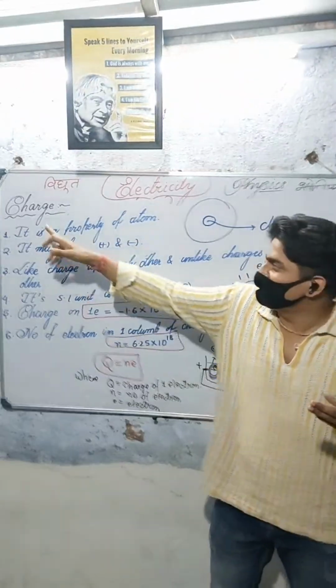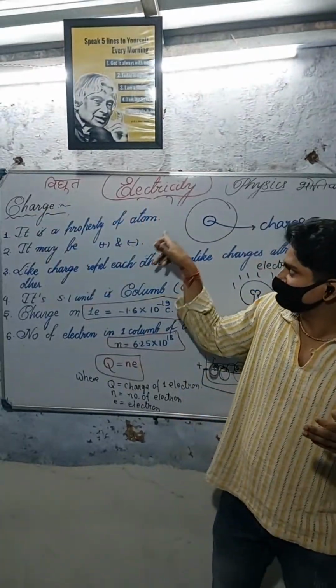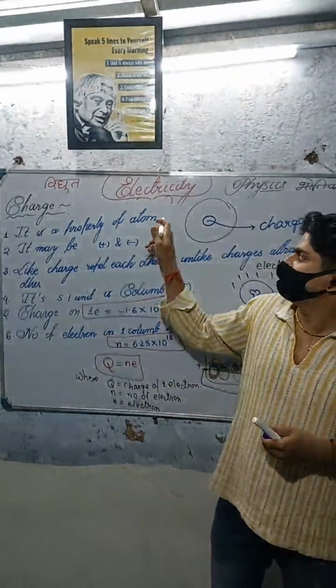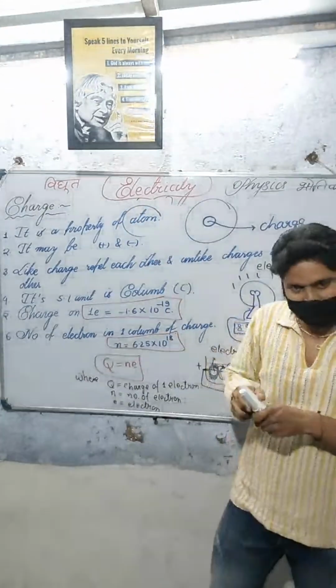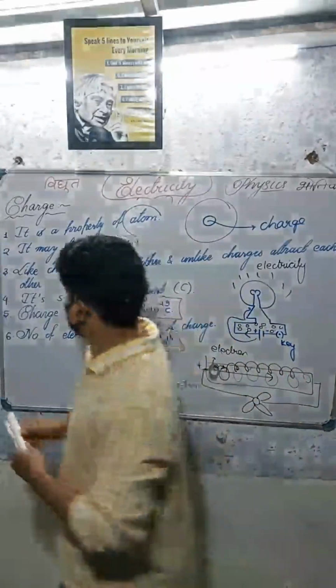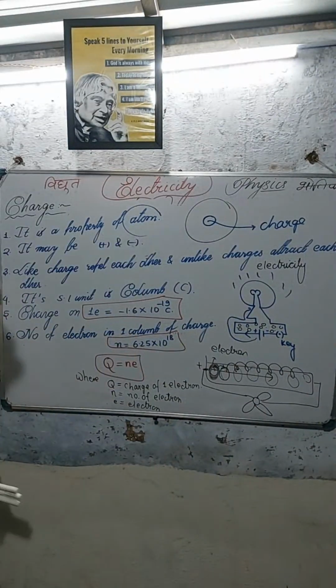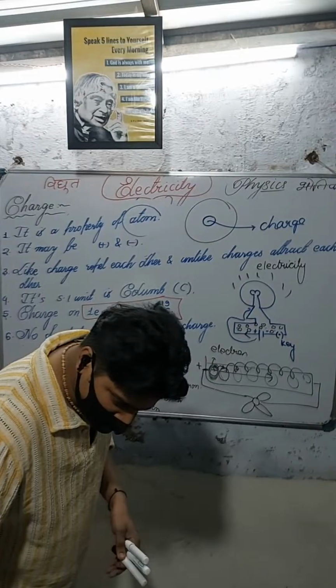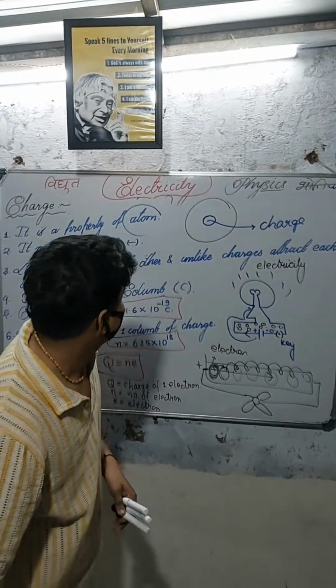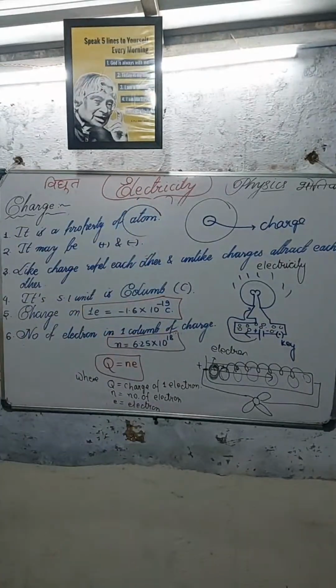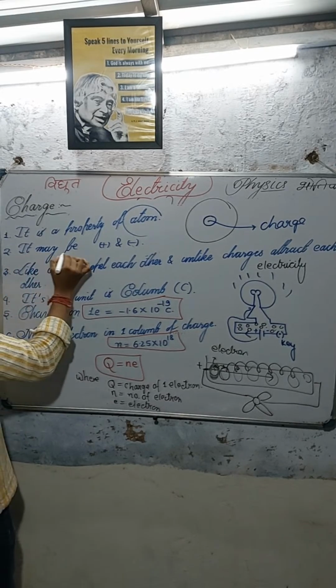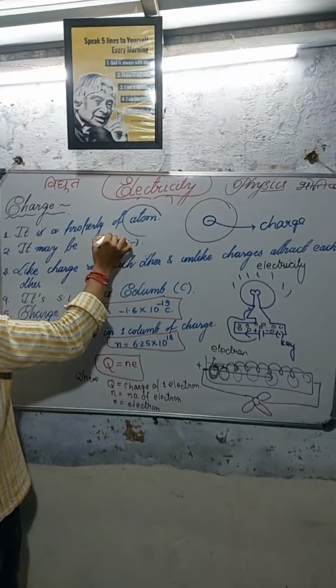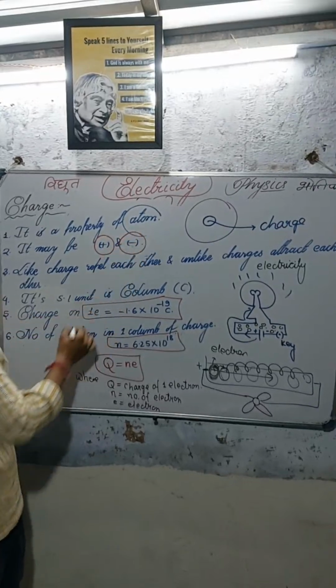Good. तो charge की property क्या है? Atom is a property of charge. Getting? Next. See. बोलो, loudly. Charge is a property of atom. Next. Charge always exists in two ways, positive and negative.